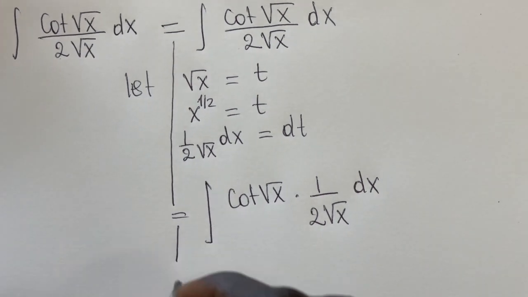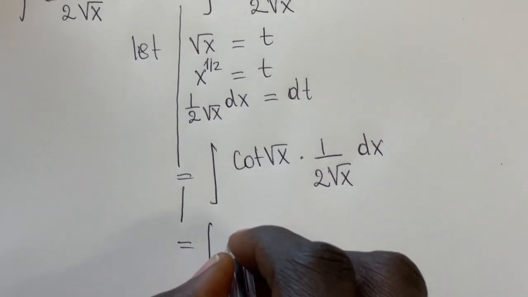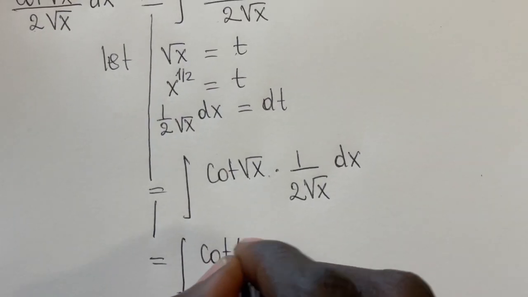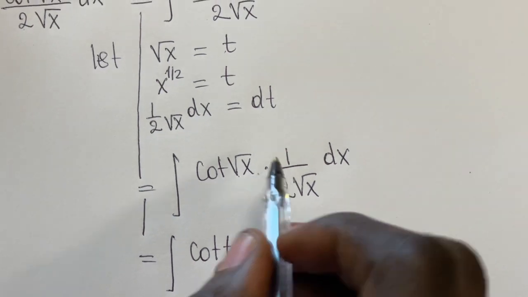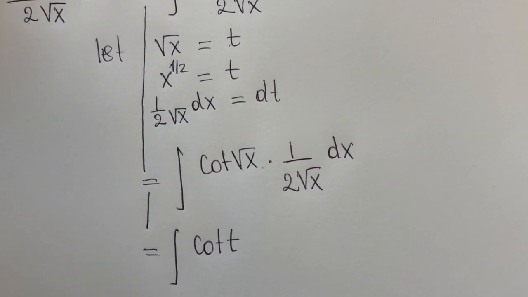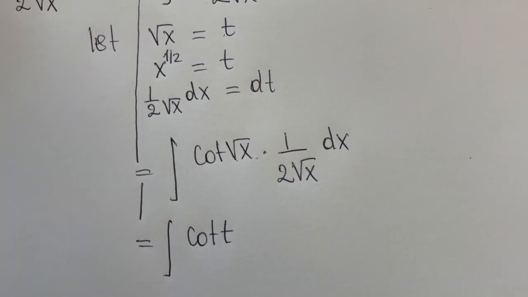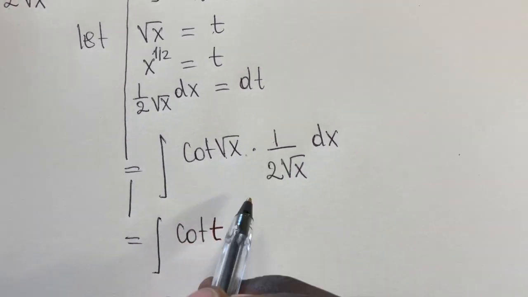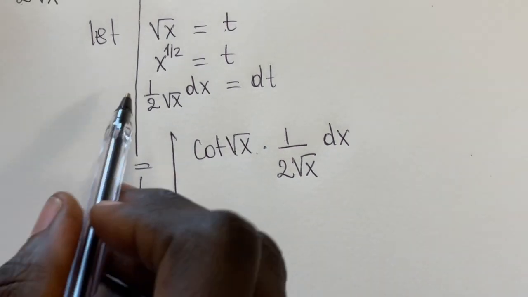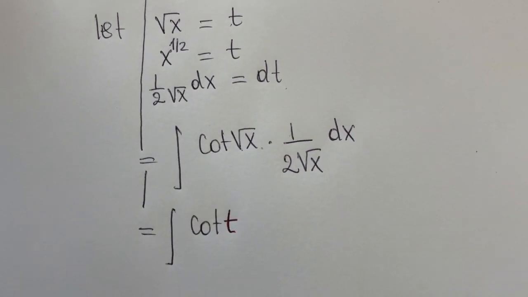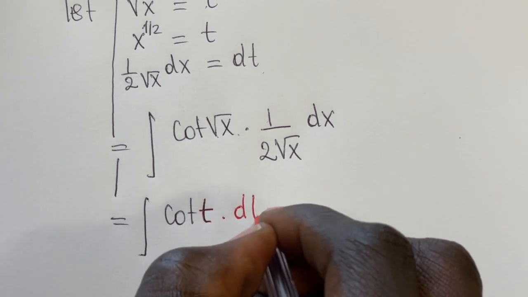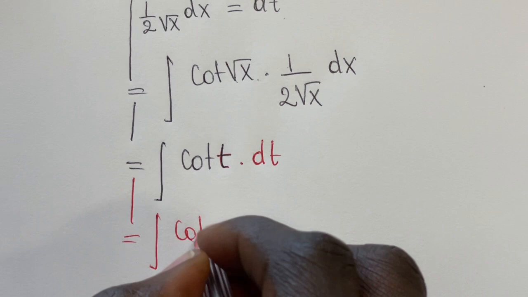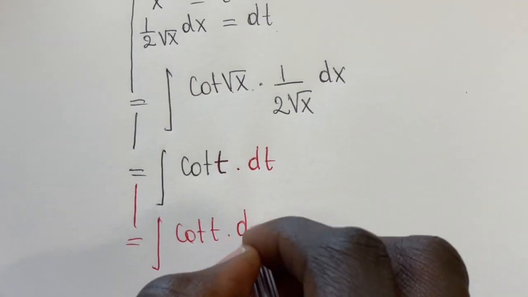So now from here, guys, you can see we're going to have the integral of cot. What is square root of x? We just said it's t, so it's going to be t. And then, so that you don't have any problem, let me use the red pen. What is 1 over 2 square root of x dx? We already said it is dt, so we're going to have times dt. Now let's solve this integration, the integral of cot of t times dt.